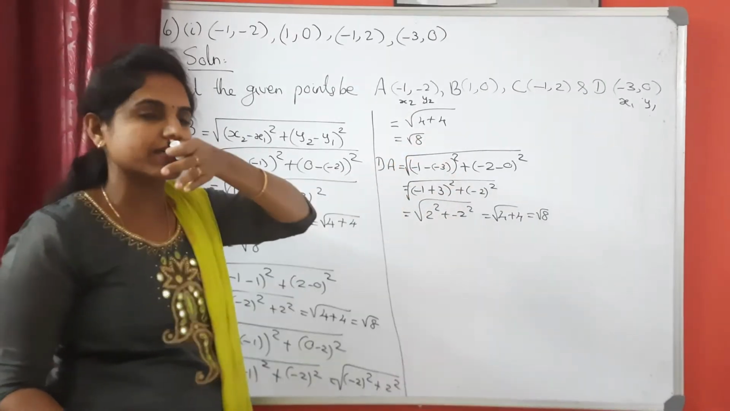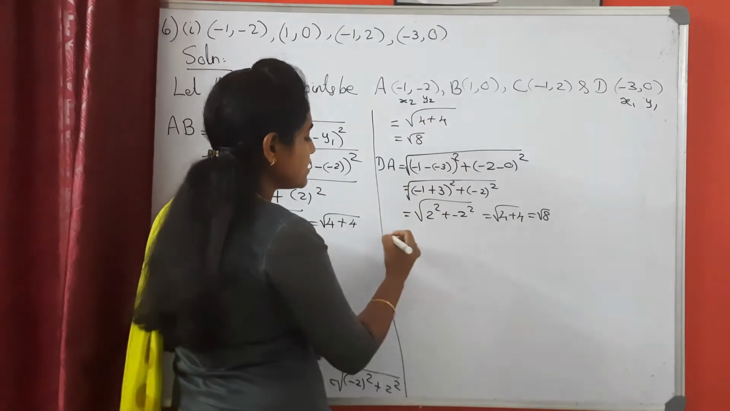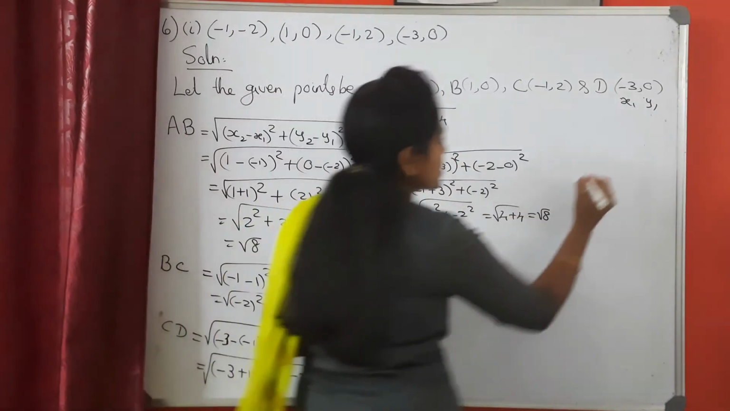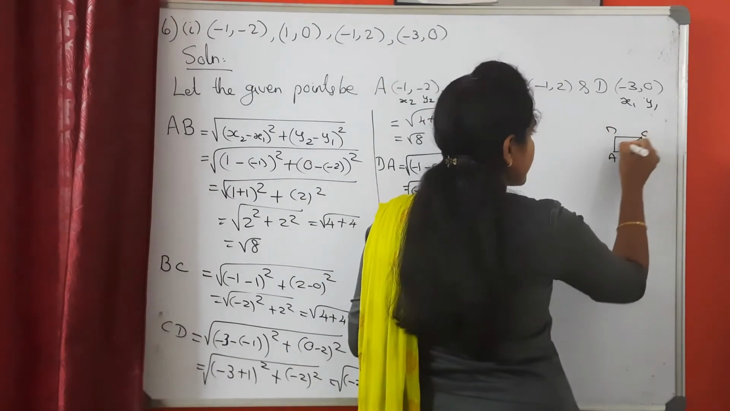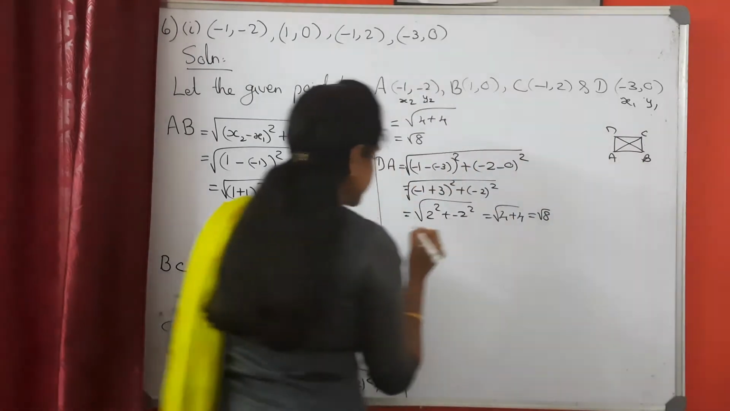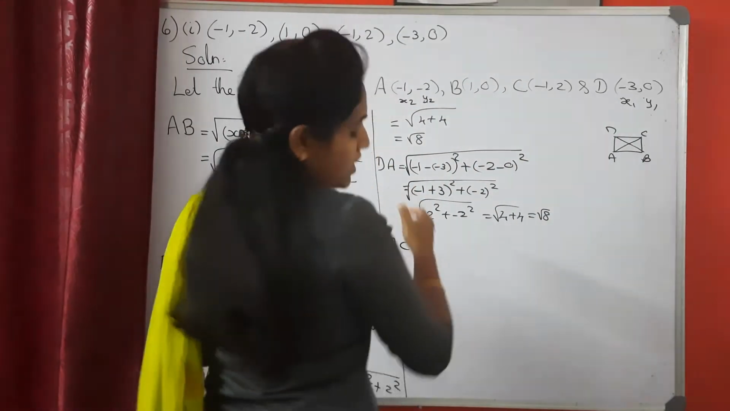Root 8 we got. Next we need to find the diagonals. What are the diagonals of ABCD? AC and BD we have to check. So AC equals AC.